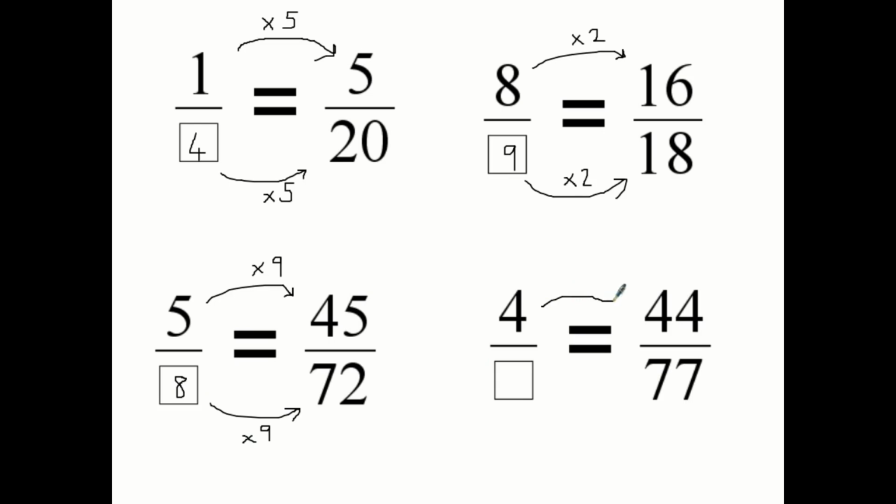And here, 4 has been multiplied by 11. What's been multiplied by 11 to give me 77? 7. So you can see with equivalent fractions, you can multiply by anything, 5, 2, 9, 11, just as long as whatever you're doing to the bottom is the same as what you do to the top. Or whatever you do to the numerator is the same as what you do to the denominator.